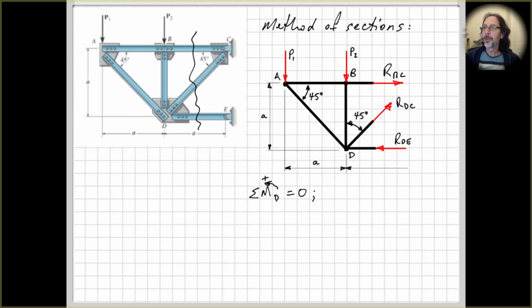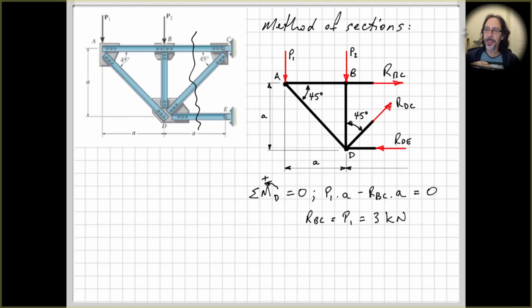All right, so taking moments about point D. Right, we take moments about point D because two of our unknowns' lines of action pass through point D. So therefore they won't appear in the equation. So our only unknown will be RBC. So we have P1 times A minus RBC times A, all equal to 0.